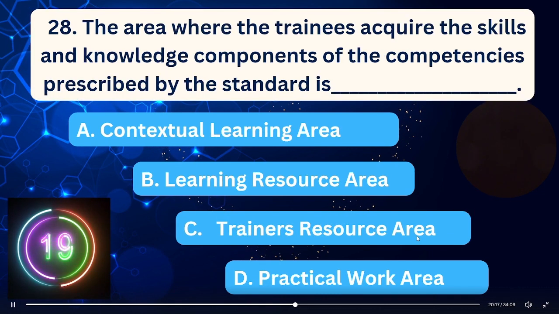Number 28. The area where the trainees acquire the skills and knowledge components of the competencies prescribed by the standard is blank. A. Contextual learning area. B. Learning resource area. C. Trainer's resource area. And D. Practical work area.